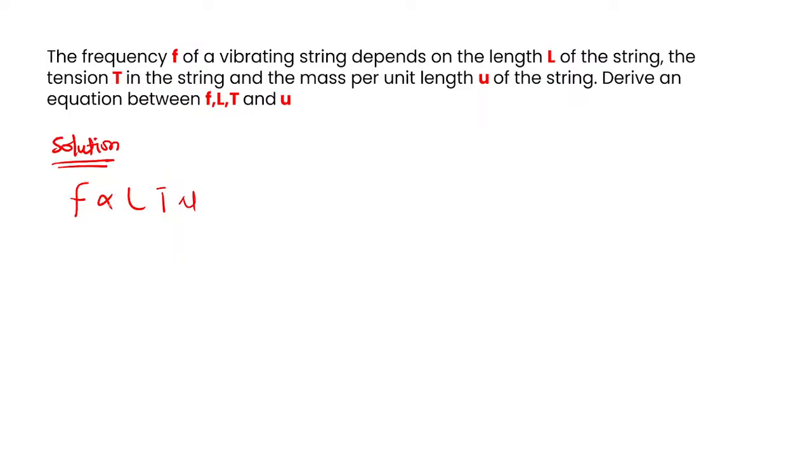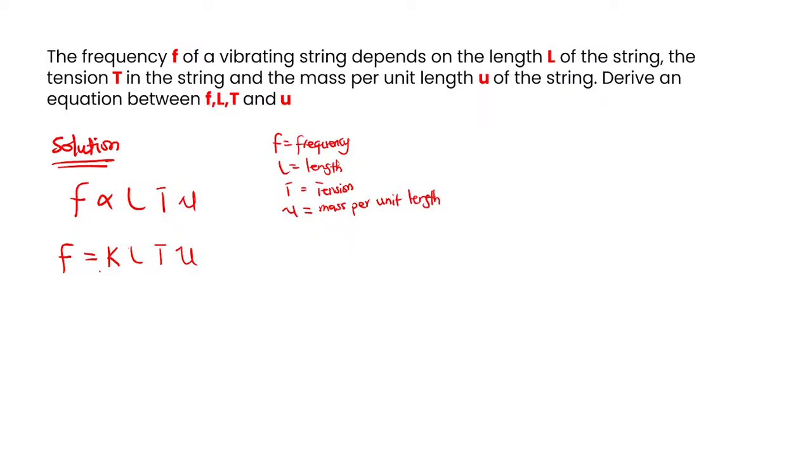Are we okay? Now, to remove my proportionality sign, I will then introduce a constant. So my frequency is equal to a constant K, and then followed by the length, the tension, and then mu. Now, mind you, F is frequency. There's a reason why I'm writing this. L is length. T is tension. And then this is given to us as mass per unit length.